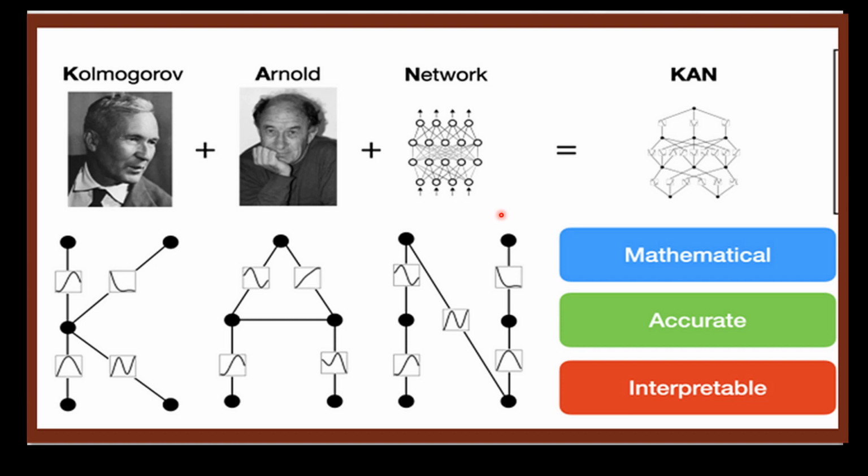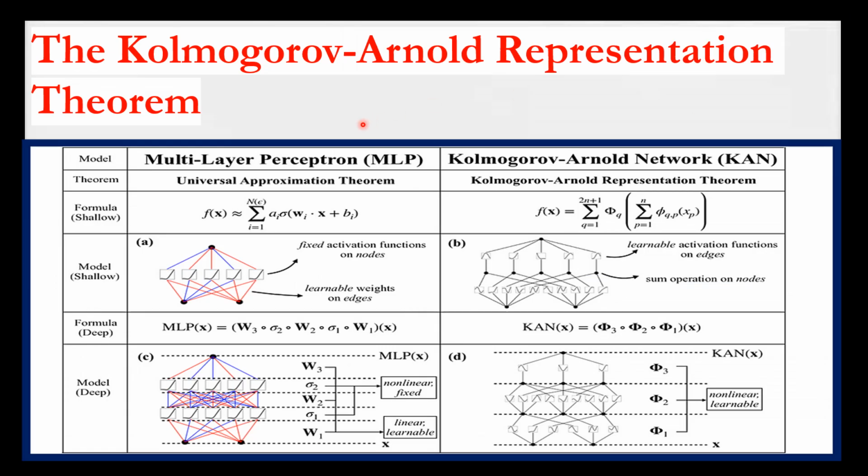Now this gives KAN a lot more flexibility and expressiveness, which allows them to fit more complex patterns and relations in the data. And since KANs don't need as many parameters as regular multi-layer perceptrons require to do the same job, they can often be trained more efficiently too. So this KAN, they work on the Kolmogorov-Arnold representation theorem.